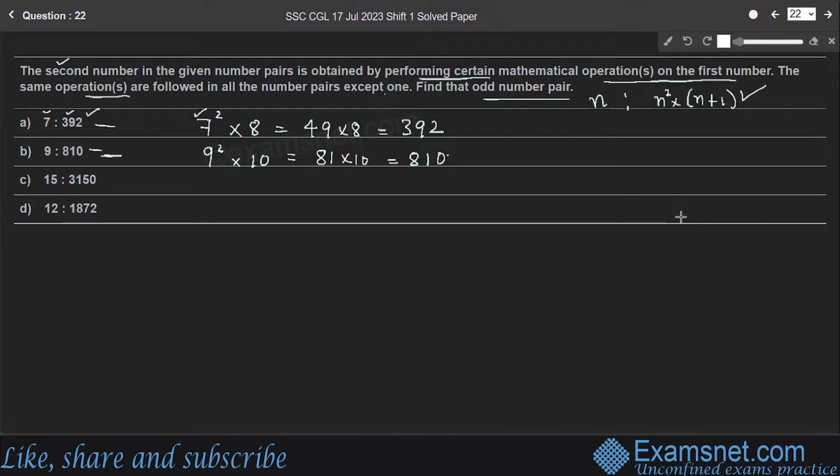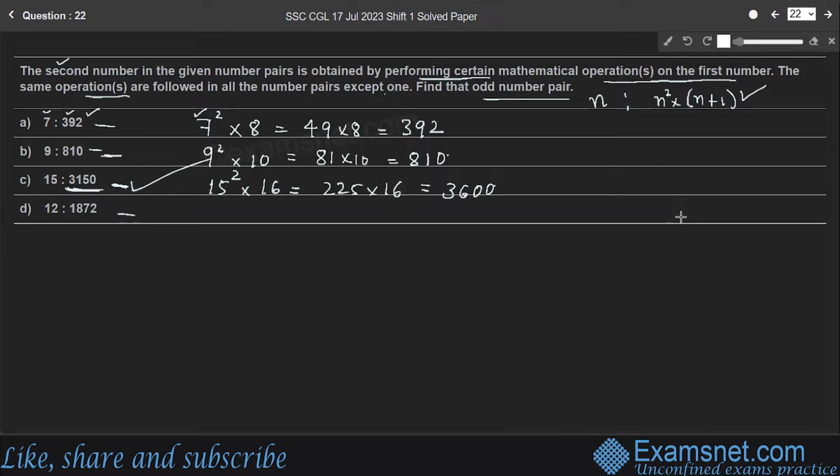Among the 4 pairs, one of them doesn't follow the same logic, which is n square into n plus 1. So we have to find the odd one. So consider the third one. According to the rule, 15 square into 15 plus 1, which is 16. 15 square is 225, into 16. So 225 into 16 gives 3,600. According to the option, 3,150 is the second number, right? Therefore, option C doesn't follow the same logic, which is the odd one here. Option C is the answer.